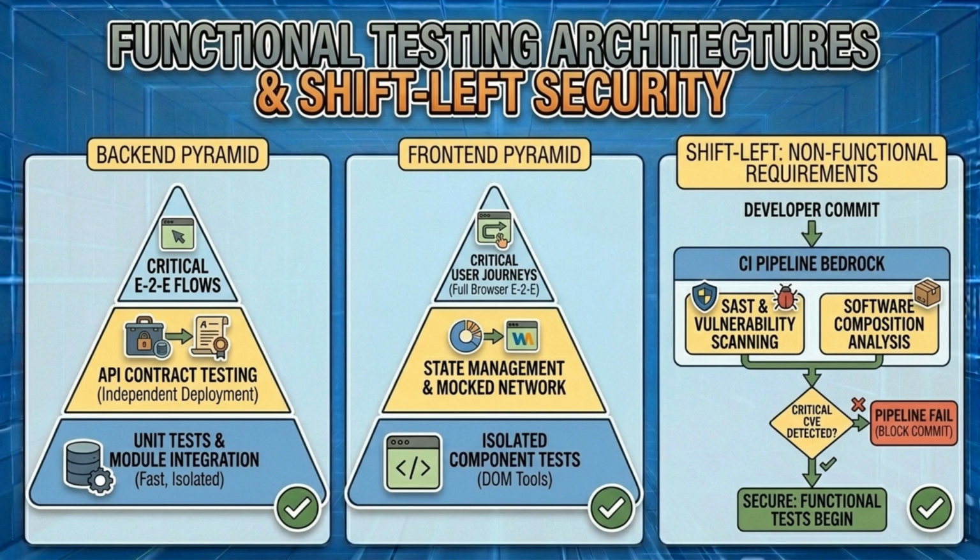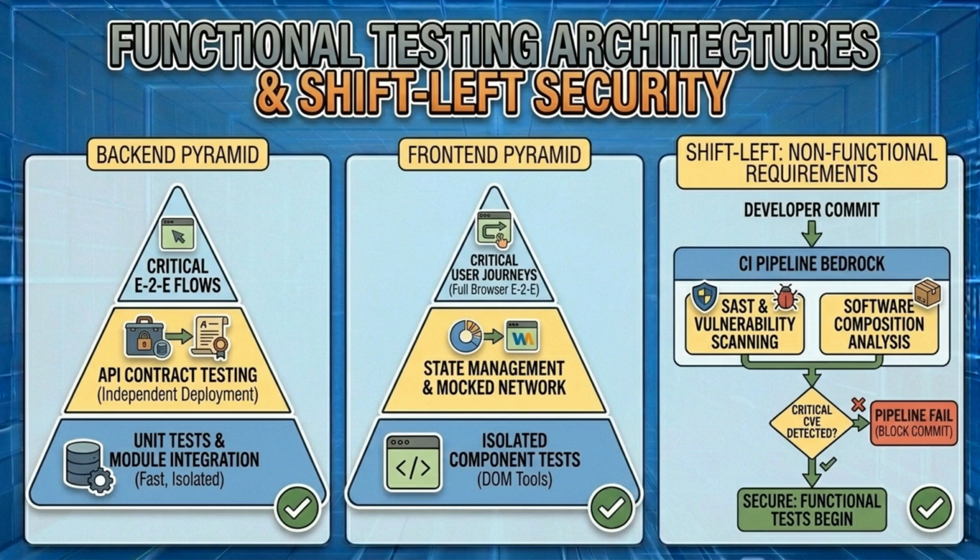Let's break down the functional layers first. The primary goal of the backend is data integrity and service communication. Your base is fast, isolated unit tests, followed closely by integration tests to validate database queries and internal module behavior. The middle layer then relies heavily on API contract testing to ensure microservices can deploy independently without breaking downstream consumers.